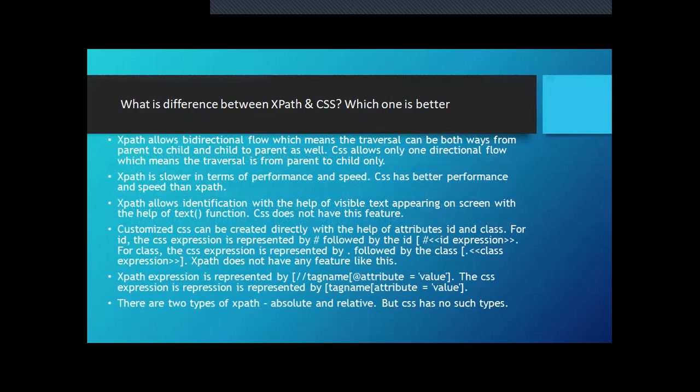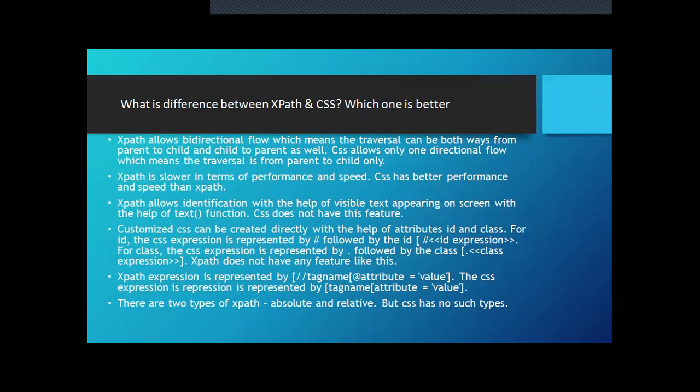So as we know, XPath allows bidirectional flow, which means we can traverse from parent to child and child to parent as well. While CSS only allows one directional flow. The traversal is from parent to child only. Again, XPath in terms of performance and speed is slower compared to CSS. Then XPath allows identification with the help of visible text appearing on the screen. So we have got a text function in which we can locate the element using XPath, while CSS does not have this feature.